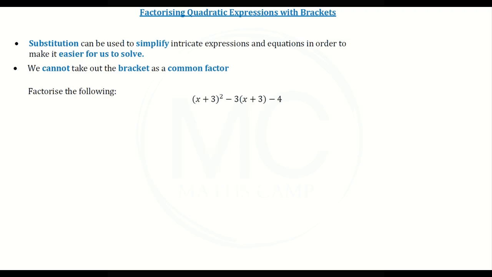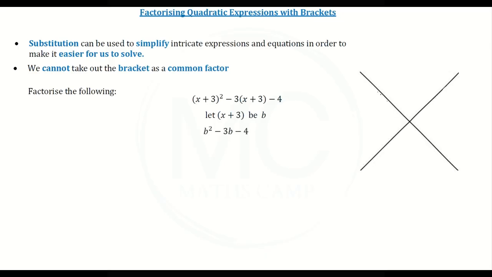Factorize the following expression: (x plus 3) squared minus 3(x plus 3) minus 4. In this case, instead of using the bracket x plus 3, let's use the variable b. So we can say, let x plus 3 be b. So now, instead of writing the bracket x plus 3, we simply write b. Here we have (x plus 3) squared, so we have b squared. Here we have negative 3(x plus 3), which becomes negative 3b, and then the constant negative 4. And now we can factorize this expression over here.